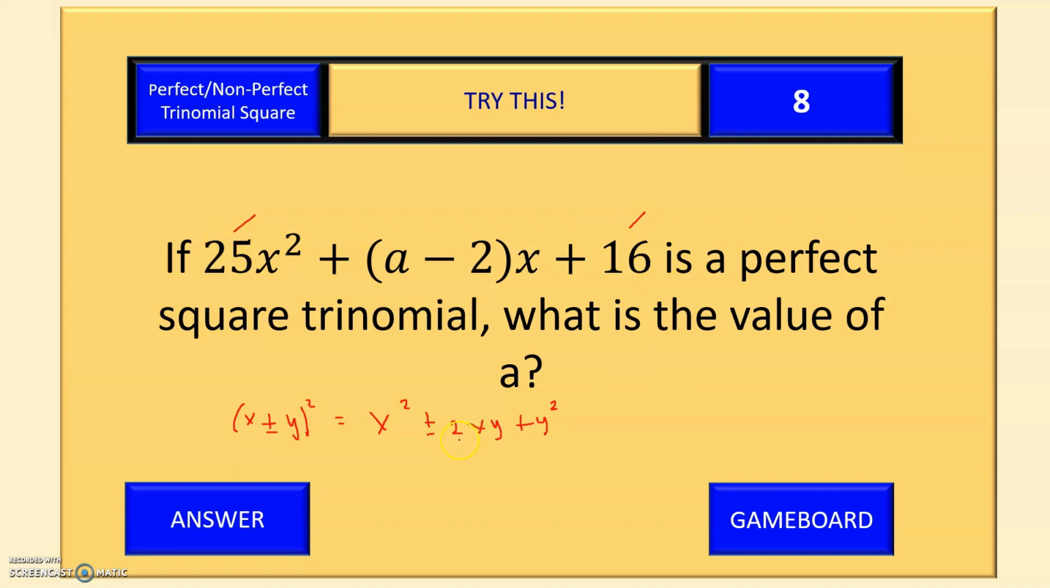Then there's a factor of 2 there. So that will be 40. Okay? Meaning to say, that 40, equate it to plus or minus (a minus 2). Then there you go. You can now get the value of a.